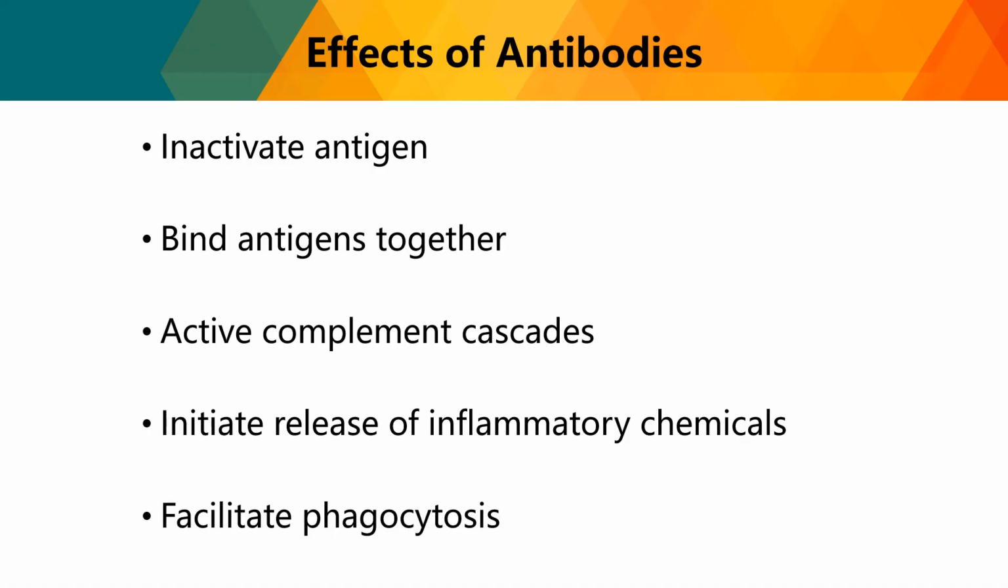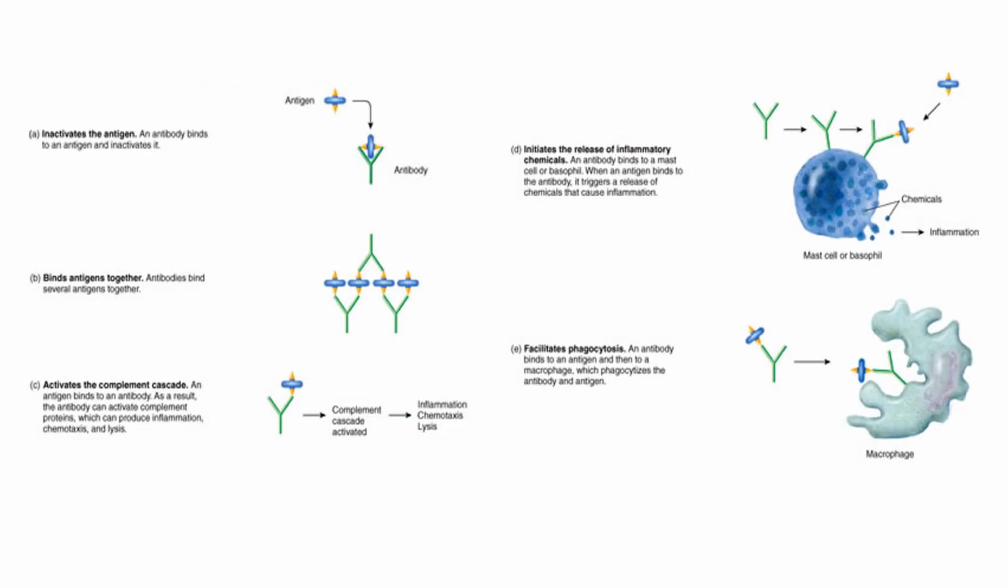Next, the effects of the antibodies. Of course, they inactivate antigens. They bind antigens together. They activate complement cascades. They also initiate release of inflammatory chemicals and facilitate phagocytosis. In this image, you will see the effects of the antibodies, where antibodies directly affect antigens by inactivating the antigens or by binding the antigens together.